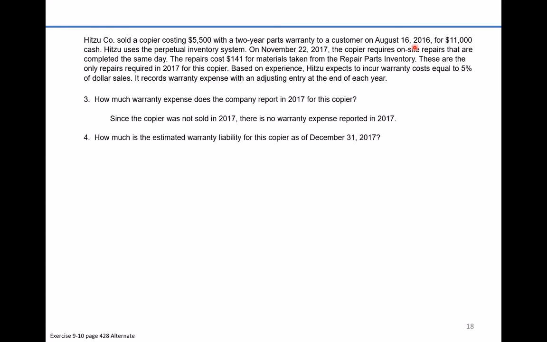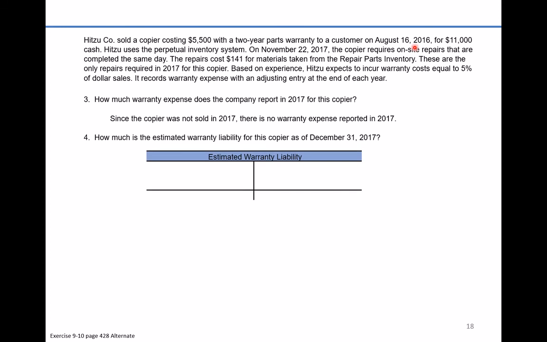Next question. How much is the estimated warranty liability for this copier as of December 31st, 2017? A little trickier here. Let's go back and visit that previous T account. Remember, we started off at the end of 2016 with that $550 amount that we put aside for future repairs. Well, what happened in the future? In 2017, there were some repairs of $141. Oh, so some of that estimated warranty liability is being used up. How much is being used up? $141 for the 2017 repairs.